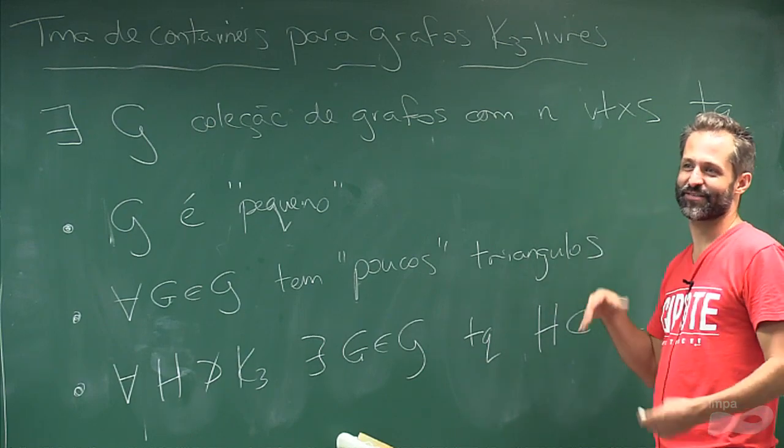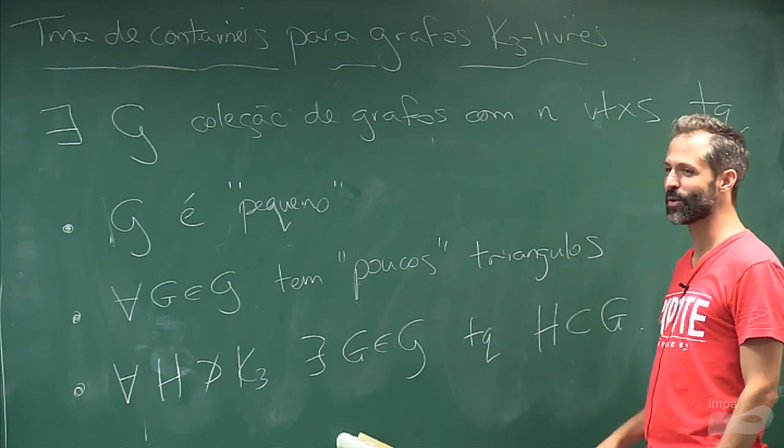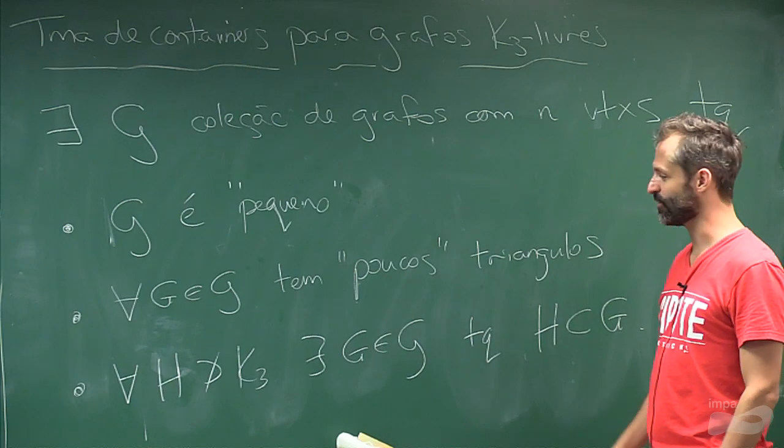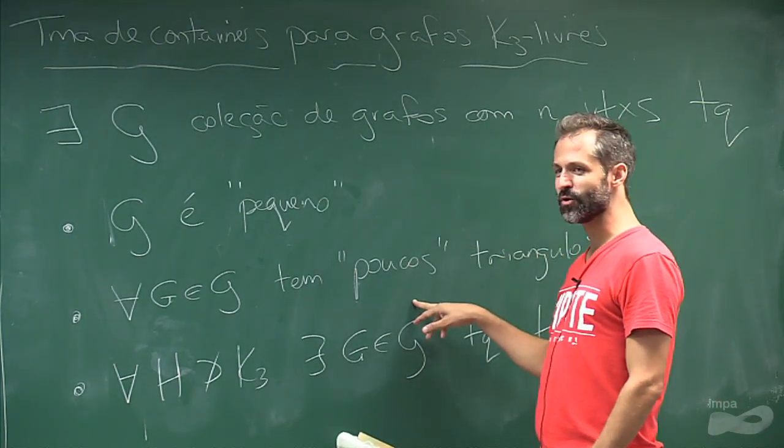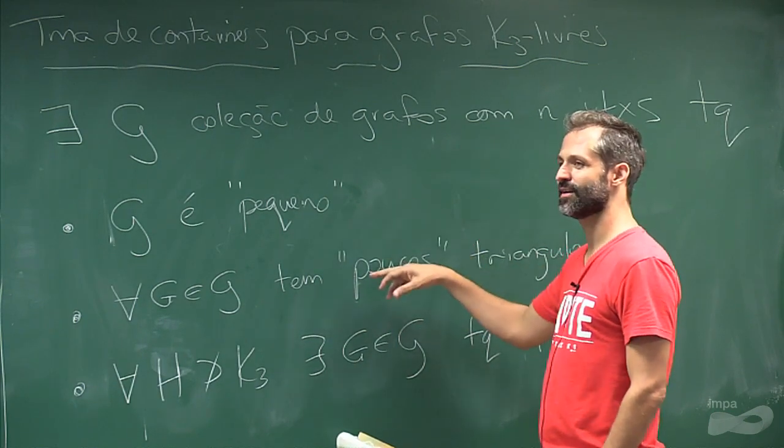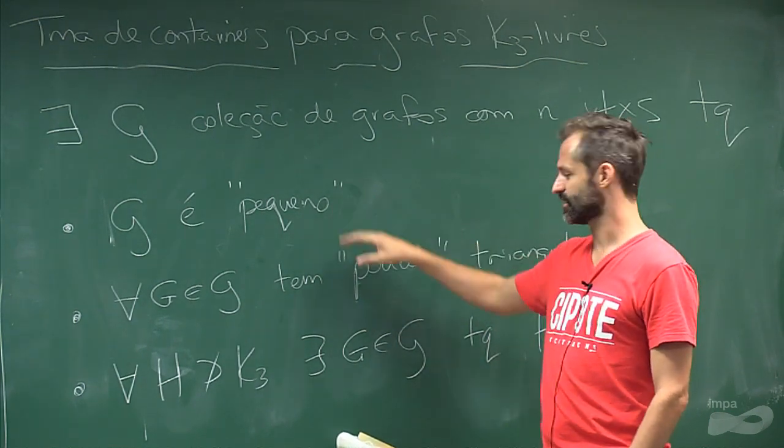Just take all triangle-free graphs, right? That's fine. OK, so it's not difficult to satisfy two of them, but once you have three of them, then you're in good shape. So what does small and few mean? Well, there's a trade-off, right? The fewer you want, the more you need.